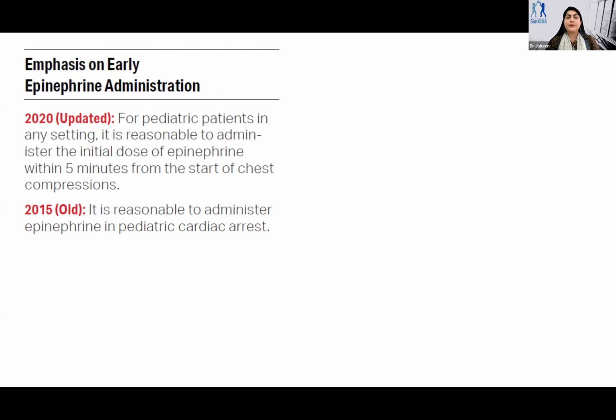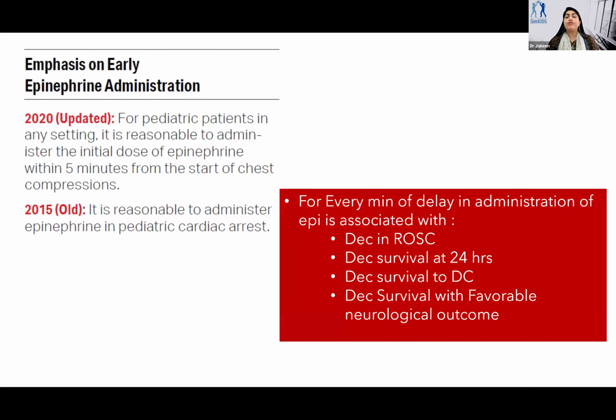So the 2020 guidelines said that for a pediatric patient in any setting, it is reasonable to administer the initial dose of epinephrine within 5 minutes from the start of chest compression. Therefore, if you know that your patient is coming, sometimes EMS give us a heads up, we already prepare the epinephrine doses if we know the age or weight of the child.